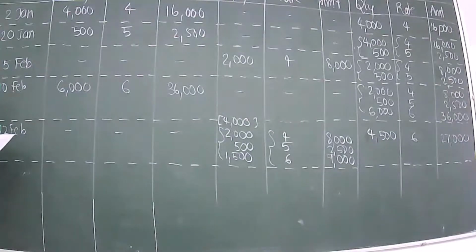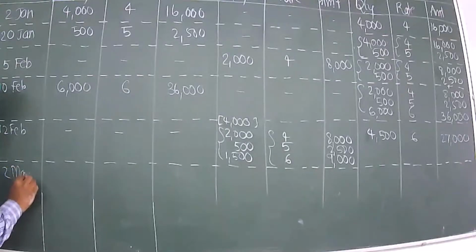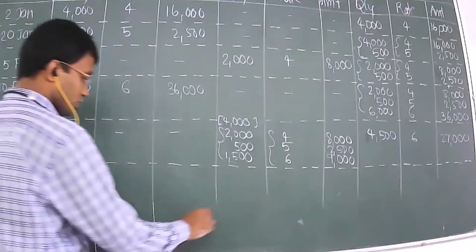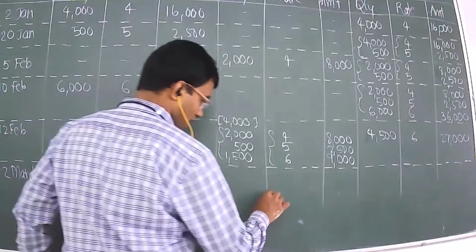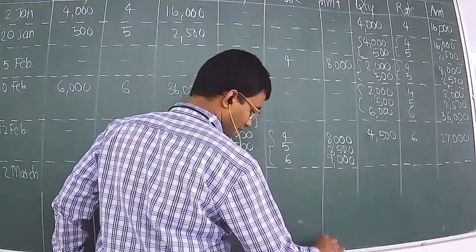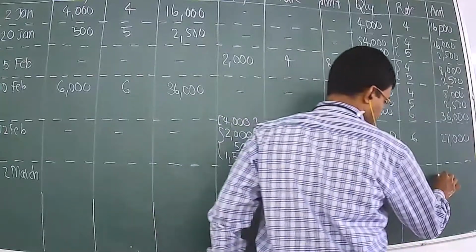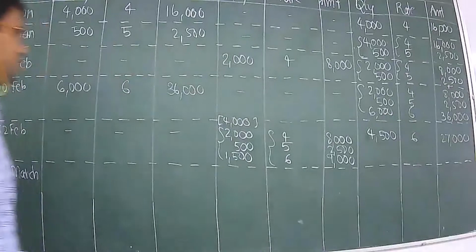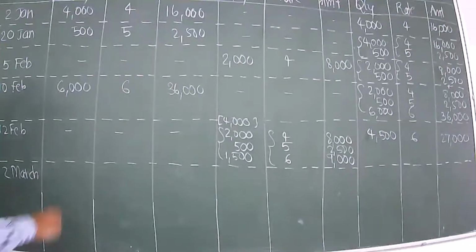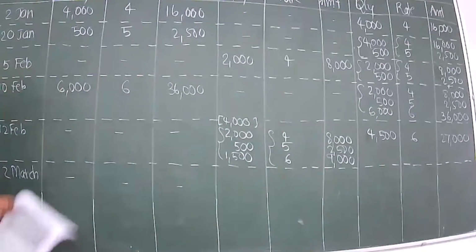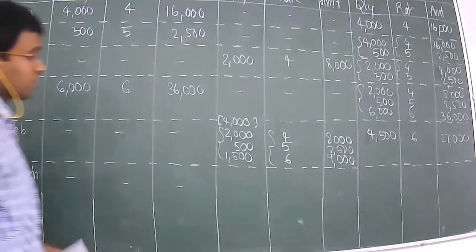The next transaction that we have is on the 2nd of March. On 2nd of March, we are carrying out an issue, and this time we are issuing 1,000 units. We do not have any receipts, so this is taken care of.